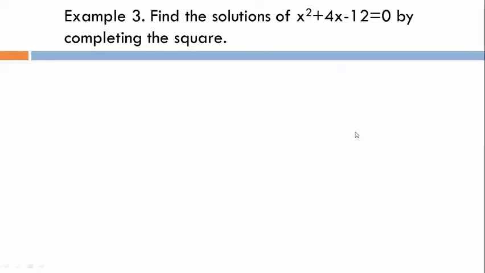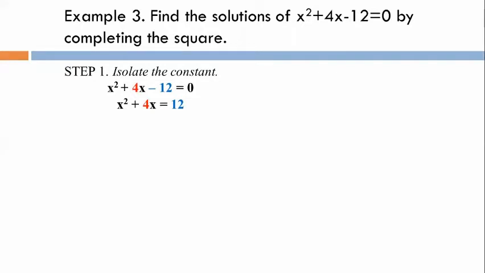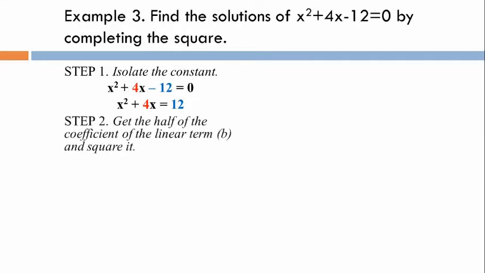Find the solutions of x squared plus 4x minus 12 equals 0 by completing the square. So again, the first step is we're going to isolate the constant. So with this, x squared plus 4x minus 12 equals 0, we get x squared plus 4x equals 12. Please look at the colors of the terms or the numbers. Then we get the half of the coefficient of the linear term, or b, and we're going to square it. In this equation, the value of the coefficient of the linear term is 4. So we have 4. Then according to the step, we're going to get its half, and then we're going to square it.